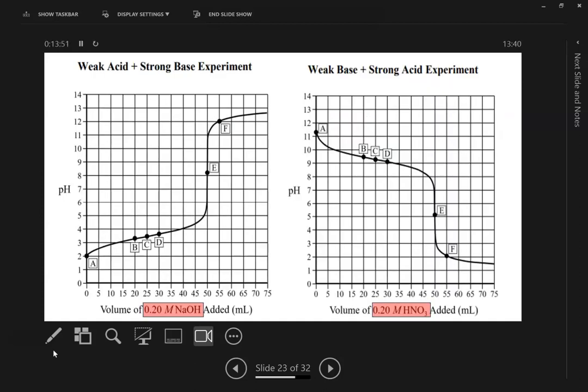And in fact, let's look at these mirror images. So when I compare these two situations, on the left, I'm adding 0.2 molar NaOH, a strong base. On the right, I'm adding 0.2 molar HNO3, a strong acid. And the curves are slightly different because the K values are different. One is 4e minus 4, and the other one was less than 2e minus 5. So the curves are going to be shaped subtly different, but essentially the same.